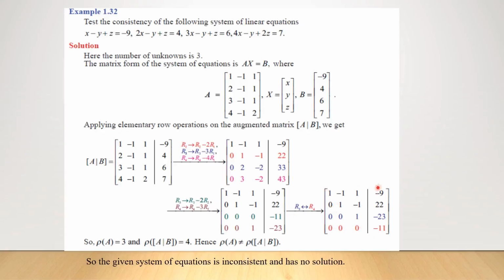Then you have to find the rank of A and AB. Here, see this. For the A matrix, we have 3 non-zero rows and 1 zero row. So, the rank of A is 3. Then, for the augmented matrix AB, all are non-zero rows. So, the rank of AB is 4. 3 is not equal to 4. So, rank of A is not equal to rank of AB. So, the given system of equations is inconsistent and has no solution.